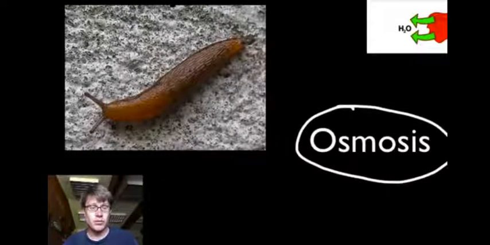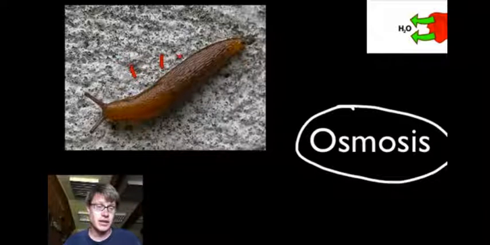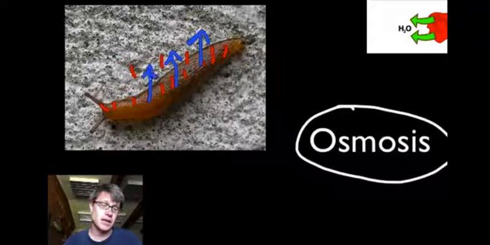And that's why when you throw salt on a slug, the slug is going to shrivel up. And the reason why is that the water is going to move from an area of high water concentration inside the slug to low water concentration on that salty area on its surface. Where does that play out as far as humans go?